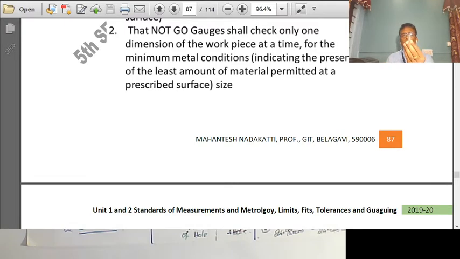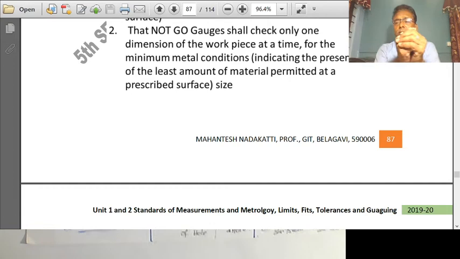Exactly opposite is the case for holes. Supposing this is the hole I need to check. This is the plug gauge. The go plug gauge should go into this at any given point of time. Next, let us say this is the no go plug gauge. If the no go plug gauge also goes into this, this component gets rejected. This hole gets rejected. So I hope I have made the points very clear, friends.